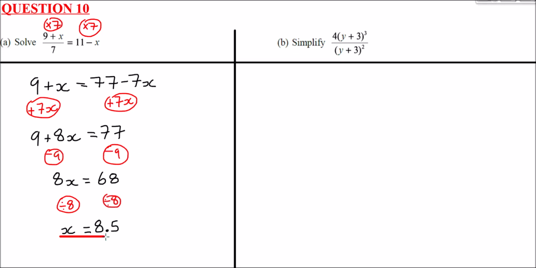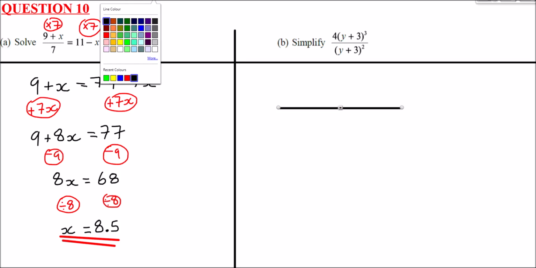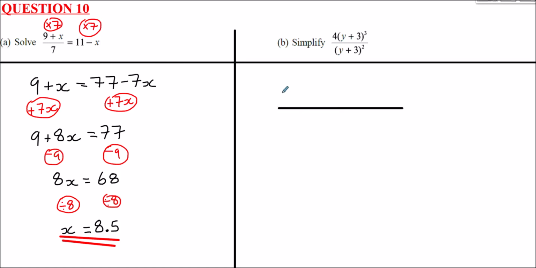And part B, simplify this. Before simplifying it, I'm going to do the opposite in a way. I'm going to write it out in the long way. So what this actually means here is 4 lots of that bracket cubed. It actually means 4 lots of this bracket written out 3 times. So that means 4 lots of y plus 3 once, y plus 3 twice, y plus 3 a third time, and y plus 3 squared just means y plus 3 multiplied by y plus 3.